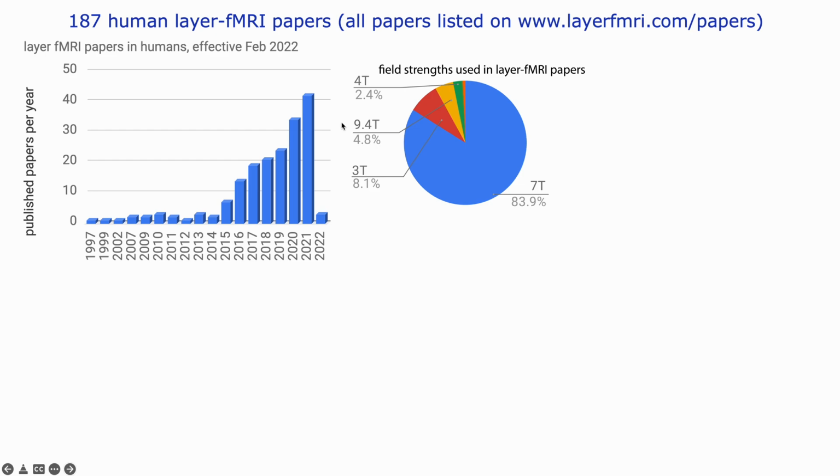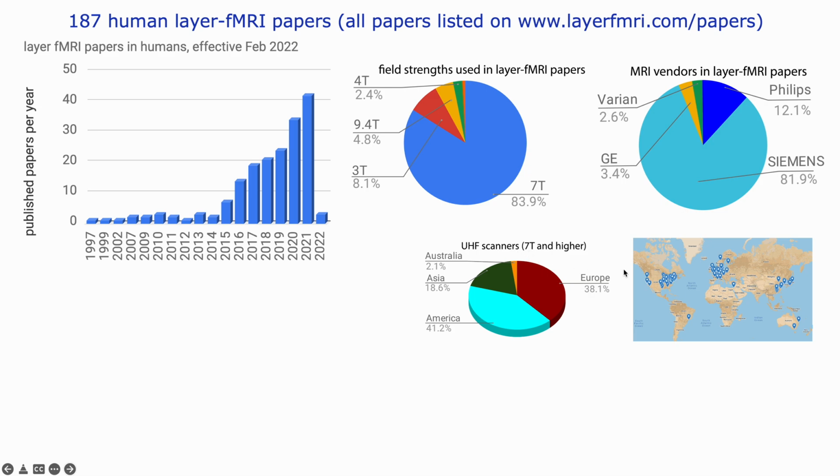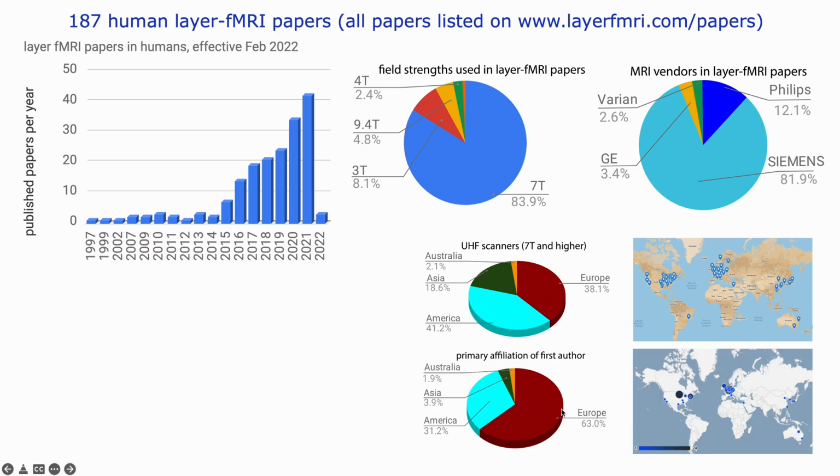Layer fMRI is really mostly done at 7 Tesla, and I think it's one of the reasons many 7 Tesla scanners are being bought by centers. It's mostly Siemens for that matter. And since you're attending an ultra-high field workshop, you'll know that there are about 102 ultra-high field scanners installed worldwide. And about a third of them is located in Europe. And there's this weird European bias in the sense that 2/3 of these layer-dependent fMRI papers are using the European sites.